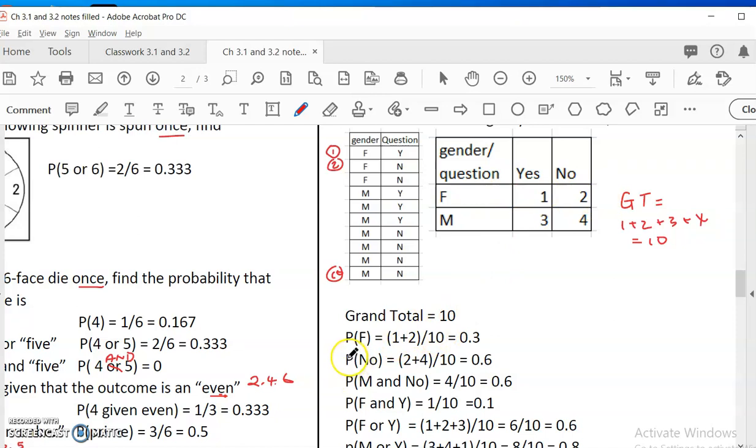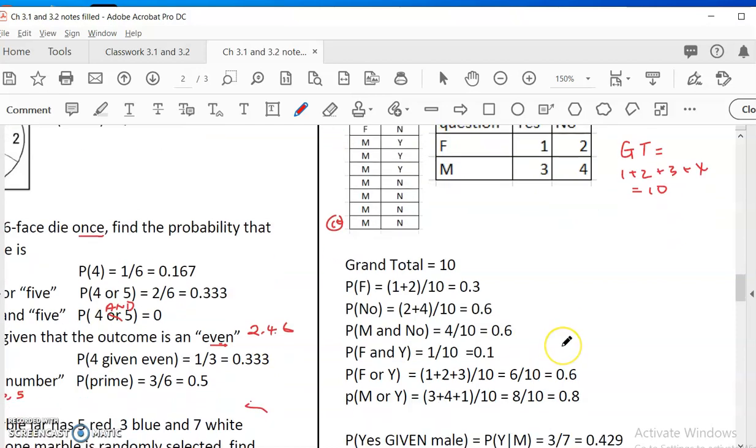If I say, what is the probability I pick someone who answered no? So you would look at no, and we don't care what gender they have. There are 2 female, 4 male, but all of these answer no. So it will be 2 plus 4, 6. 6 divided by 10 is 0.6. So this is the old stuff. You only look at one characteristic.